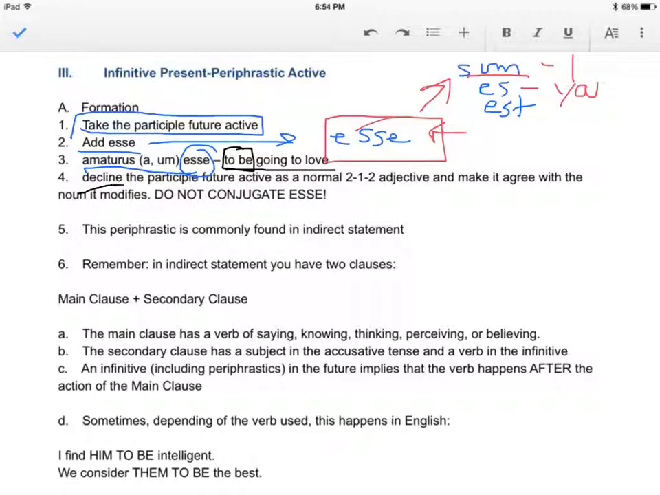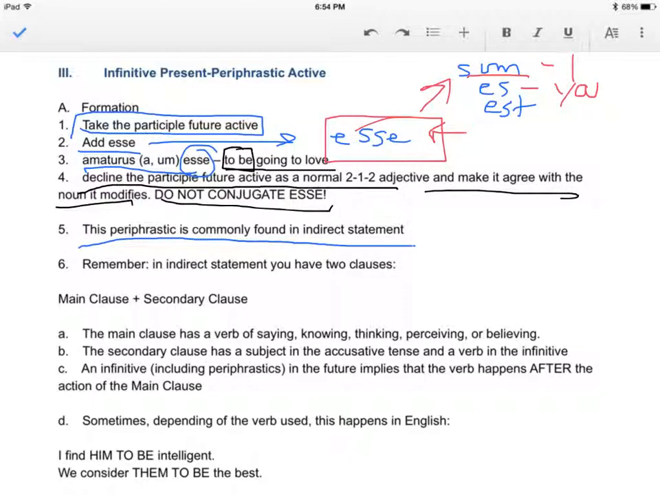You would decline the participle part of it, the amaturus, amatura, amaturum, as a normal 2-1-2 adjective. And you would make it agree with the noun that it modifies. It could be in the accusative, it could be in the plural, but you do not conjugate esse ever. Esse stays esse.